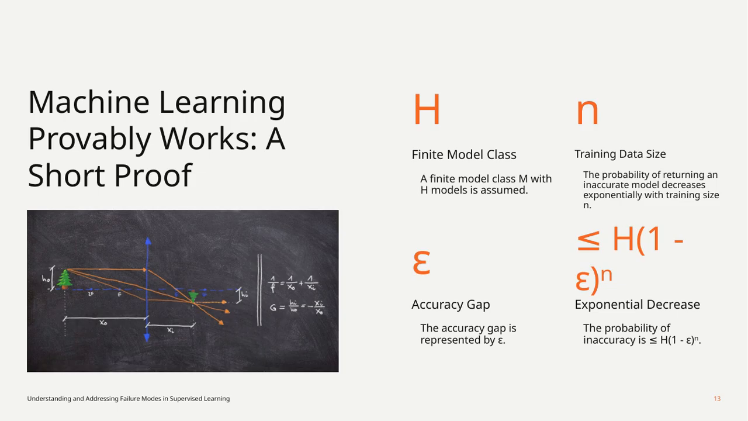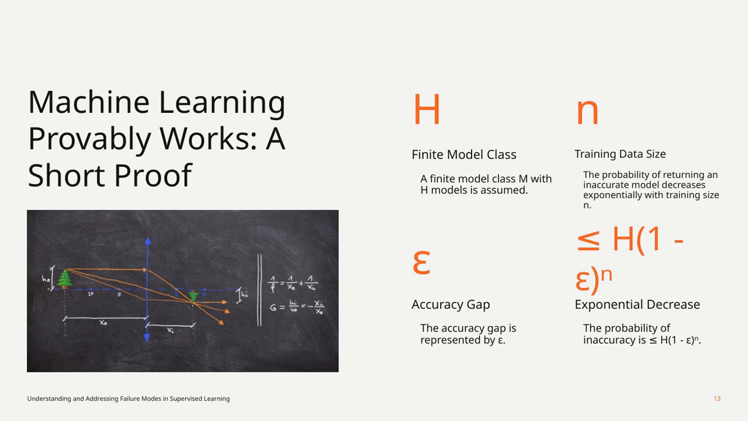Next, we assume a finite model class, which we denote as M, containing H models. This is important because having a finite set allows us to analyze the probability of selecting an inaccurate model more precisely. Then, we consider the training data size, denoted as n. The crucial point here is that as we increase n, the amount of data we use for training, the probability that our learning algorithm produces an inaccurate model decreases exponentially. Specifically, it diminishes at a rate proportional to 1 minus epsilon raised to the power of n.